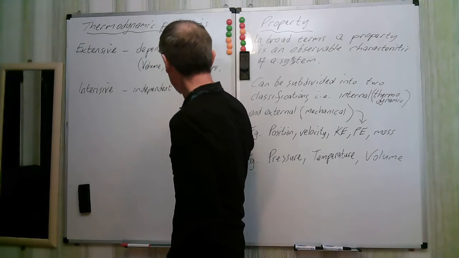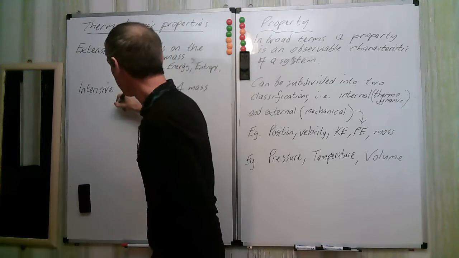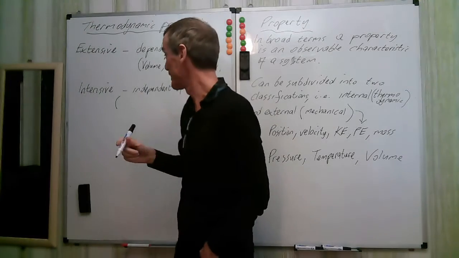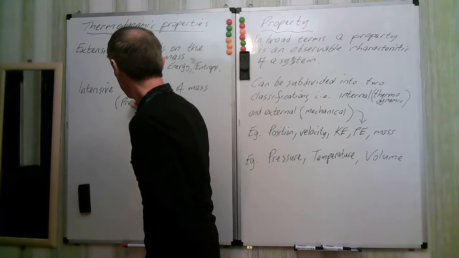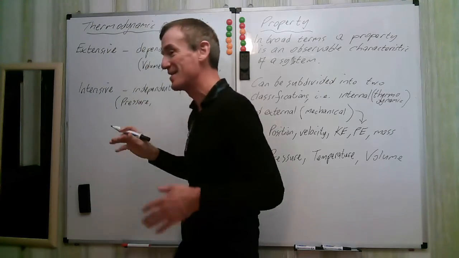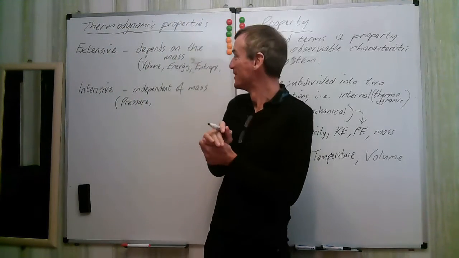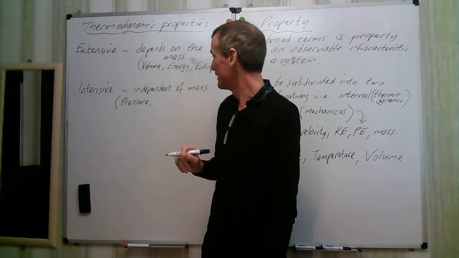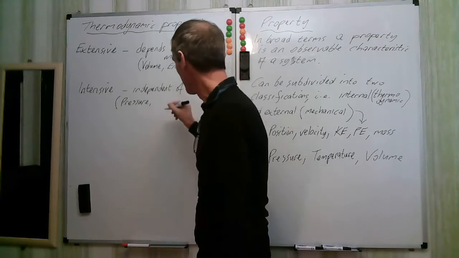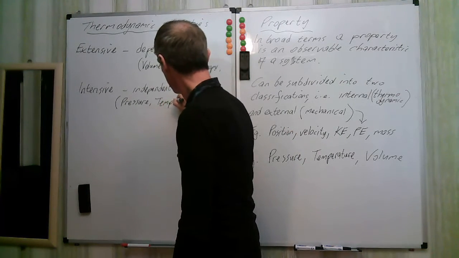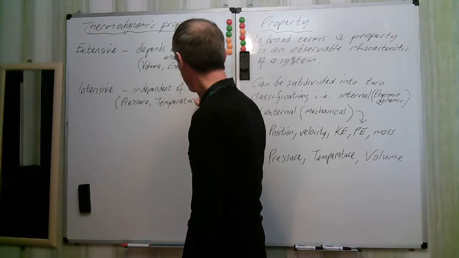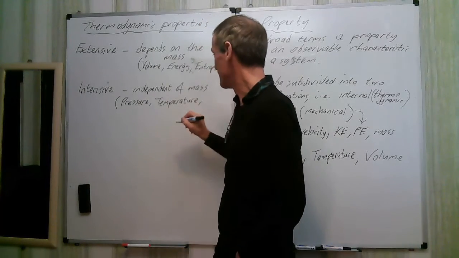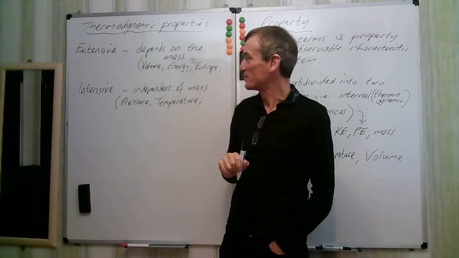Independent of the mass. Examples of that, well, we met some already. So pressure, I think we would accept that was intensive. If you double the mass, it makes no difference as far as the pressure is concerned, for a uniform system. Temperature, that's not going to be affected, is it? Temperature. And there's lots of others. We'll fill them in. So they're two important ones.